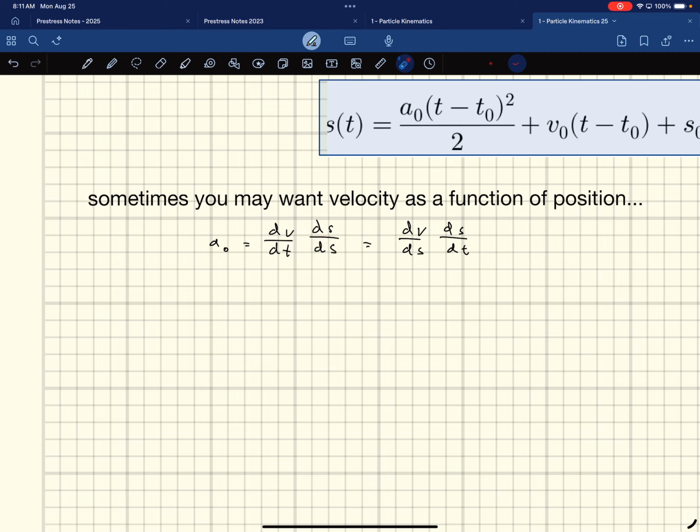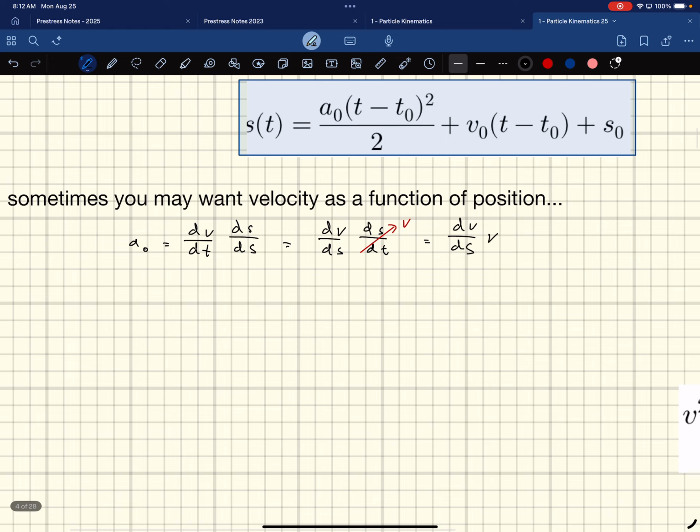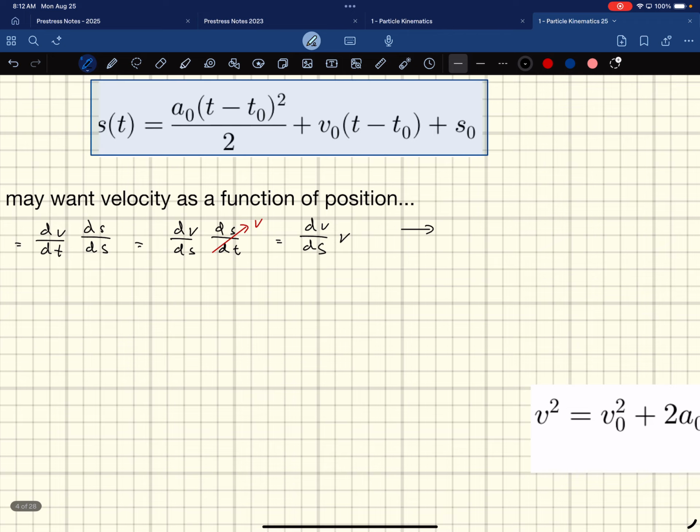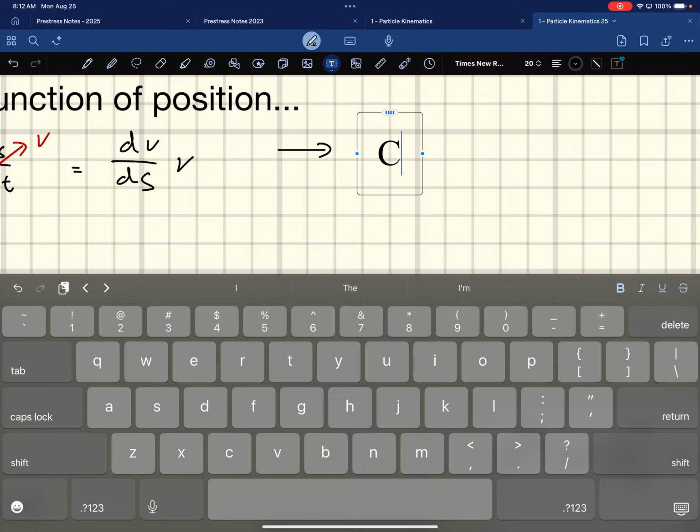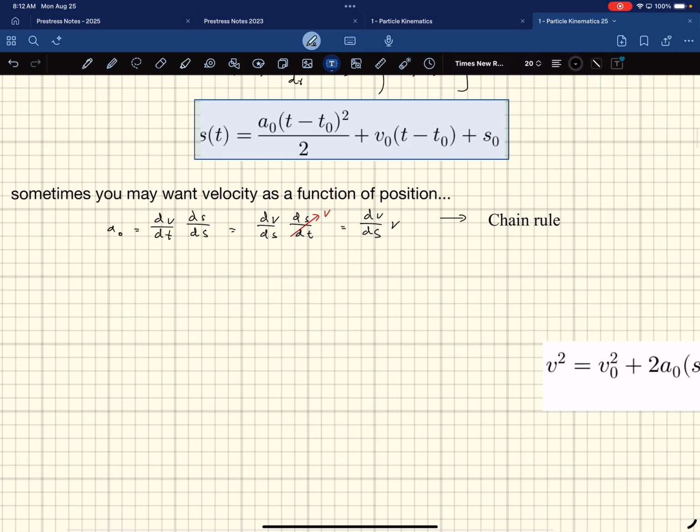Okay, and there's a reason we're doing this. So dv ds. What is ds dt? Velocity, right? That's my velocity. So then I could just do this, and this is going to become velocity, and this is equal to dv ds times the velocity. And what I did right there, this is the chain rule. We're going to use that again in a few minutes. You have to use it to solve these other problems too. And that was the chain rule.